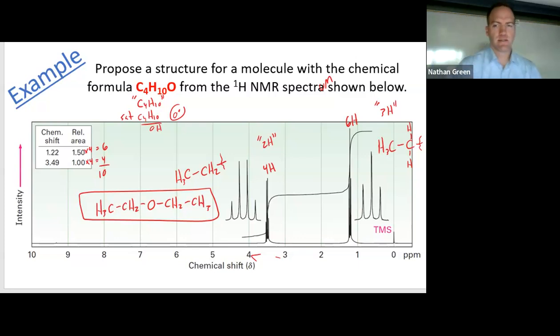I think the order is find degrees of unsaturation. Make sure that your integration makes sense. So make sure your integration adds up to the protons you're looking for. Then go through and start trying to build puzzle pieces. Then put the puzzle pieces together.